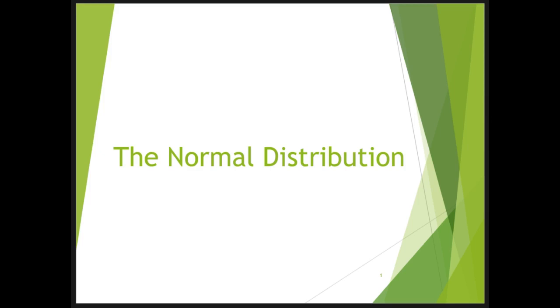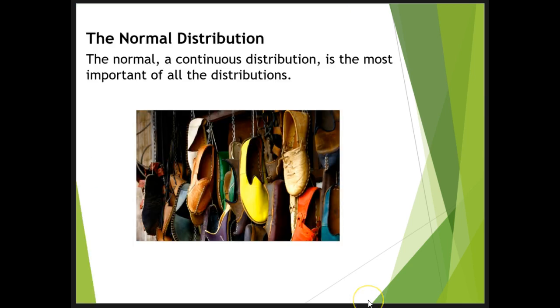Today we're going to talk about the normal distribution, which is the most important of all the distributions. The normal distribution is a continuous distribution, and it is widely used, and it's even widely abused. So its graph is a bell shape, and you can see this bell shape, the data that forms a bell curve, in almost all disciplines.